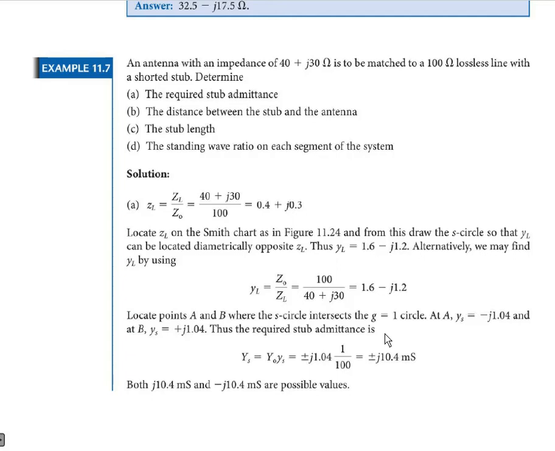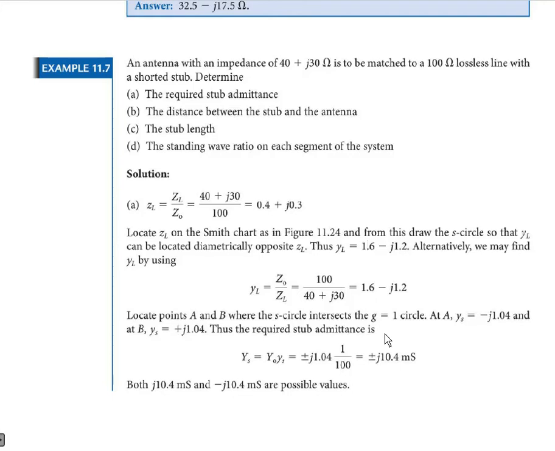Next we need to find the stub length. In single stub matching we have two design criteria: one is the distance between the stub and antenna, and the other is the stub length. Now we found the distance between the stub and the antenna. Next we can find the stub length. To find it, you can extend the stub admittance circle to the outermost circle. Then you can measure the distance in the anti-clockwise direction from the PSC to that point, which will represent the stub length.